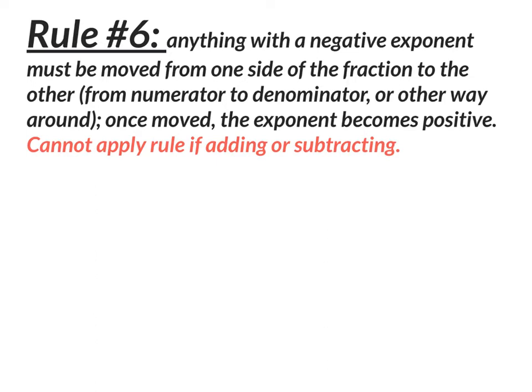Right here, if you're adding or subtracting, you can't really move the negative exponent from one side to another. So let's start with something really basic. Right here on this example, we have x to the 3rd. Actually, let's make this x to the negative 3, that way we actually have a negative exponent. Sorry about that. X to the negative 3, y to the 5th over z, okay?